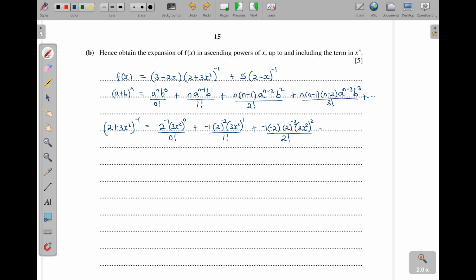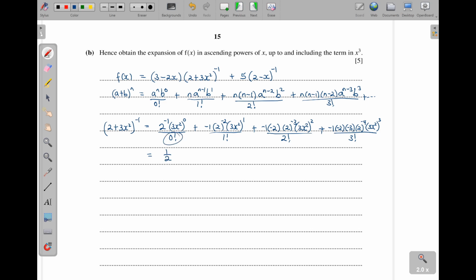Okay, then plus, now drop this one here. We shall have negative 1 times negative 2 times now negative 3. Then the 2 here is going to be to the power of negative 4. And then 3x squared here will be to the power of 3, then out of 3 factorial. Now we simplify this one. This will be 1 over 2.